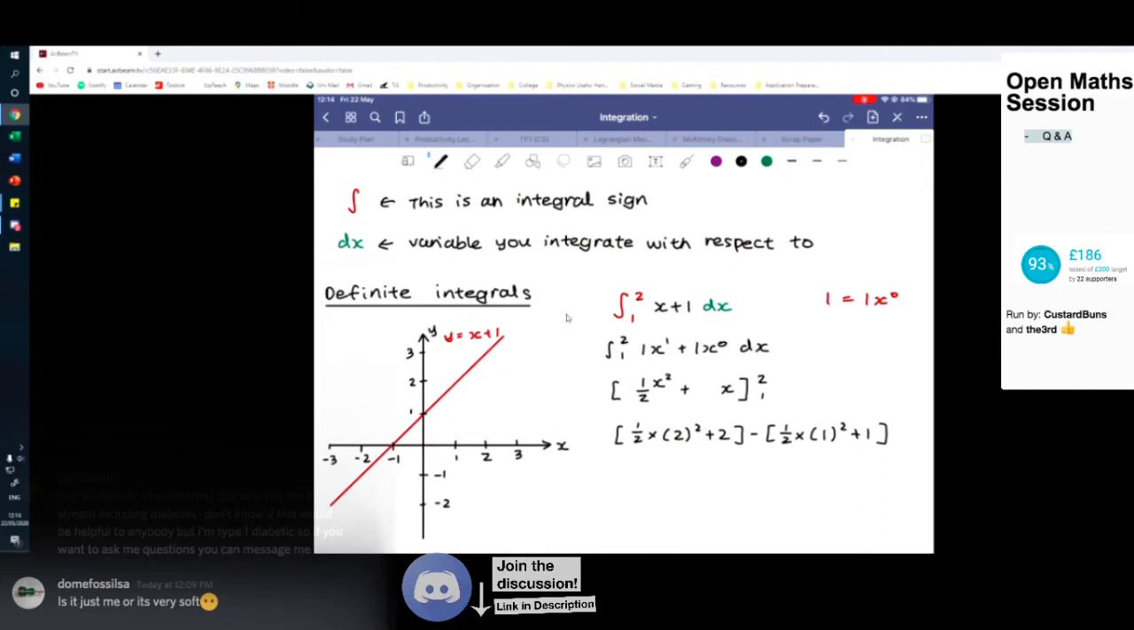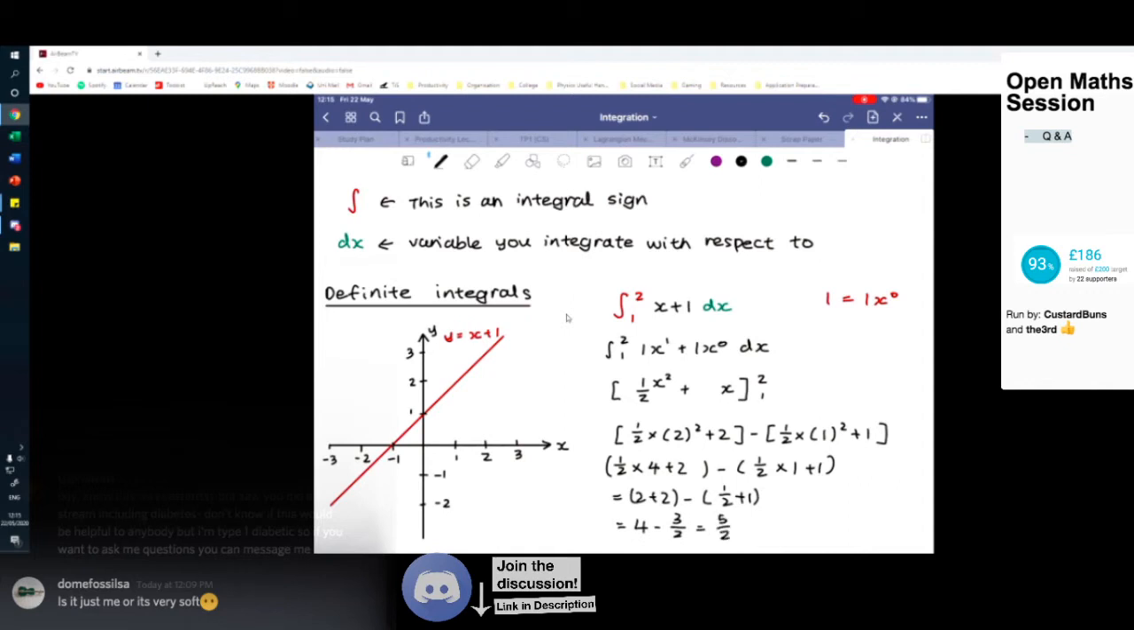So if I were to work that out, that is a half times 4, because 2 to the power of 2 is 4, plus 2, minus a half times 1, because 1 to the power of 2 is 1, plus 1. And this works out to be 2 plus 2 minus a half times 1, which is 4 minus 3.5, which is 5.5.